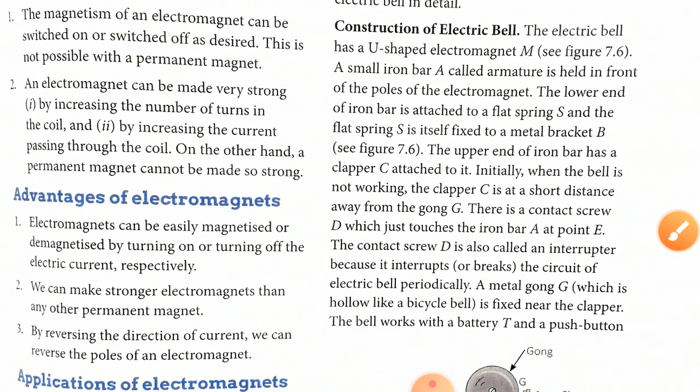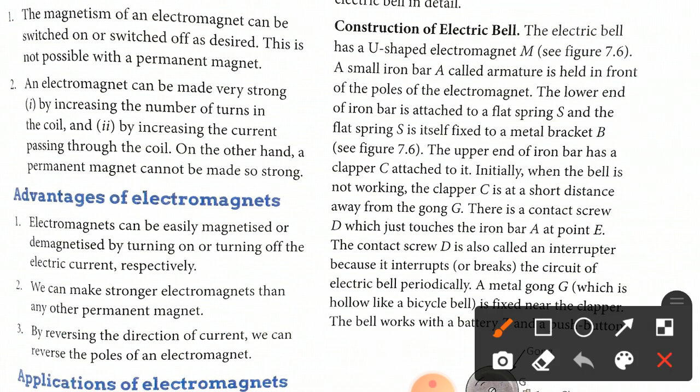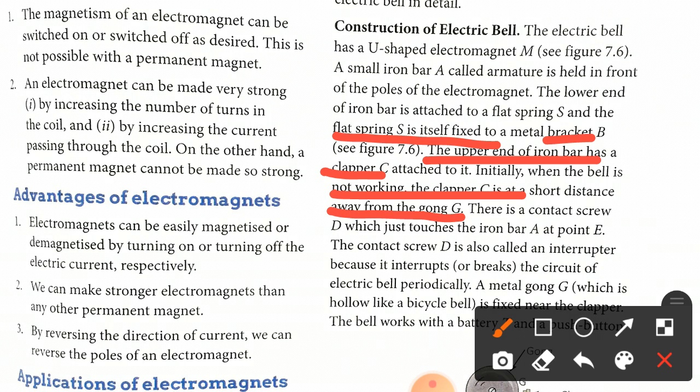The lower end of the iron bar is attached to a flat spring S, and the flat spring S is itself fixed to a metal bracket B. The upper end of the iron bar has a clapper C attached to it. Initially, when the bell is not working, the clapper C is at a short distance away from the gong G. There is a contact screw D which just touches the iron bar A at point E.